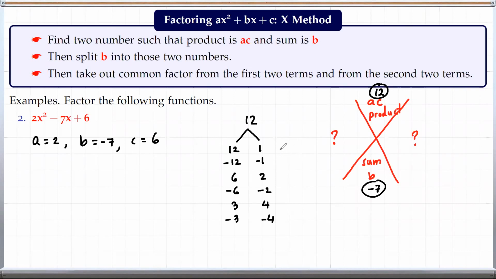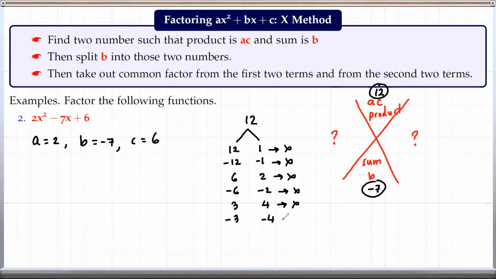Now we look at which one of these combinations will give us the sum -7. This is 12 plus 1, which is 13. So this will not work. This is -12 minus 1, which is -13. So this will also not work. This is 6 plus 2, which is 8. Doesn't work. -6 minus 2, which is -8. Doesn't work. 3 plus 4 is 7, but we need -7. So this also doesn't work.